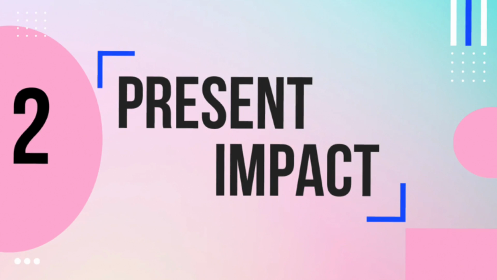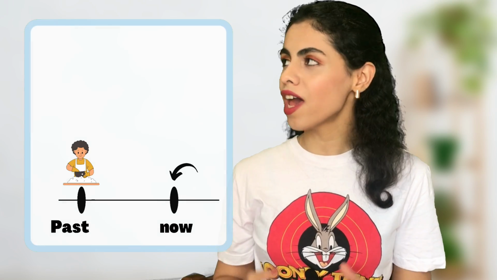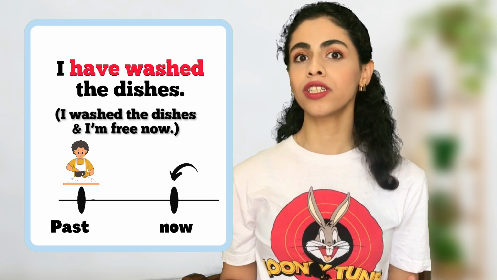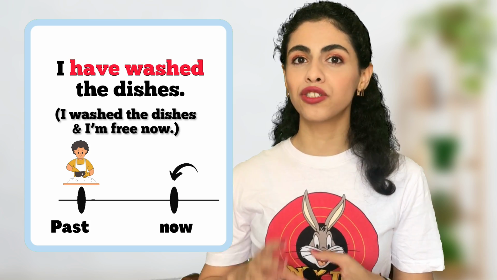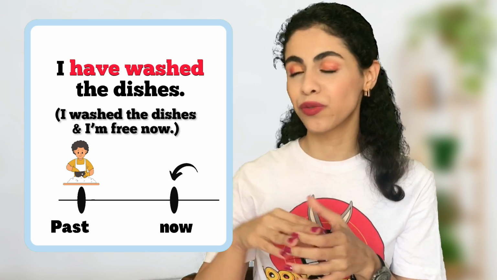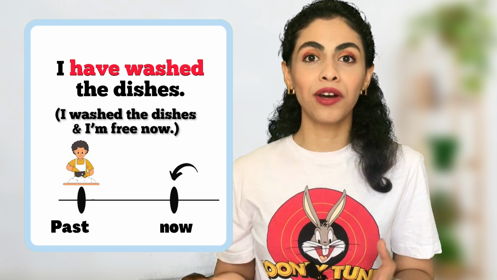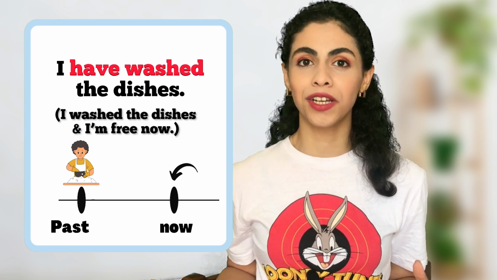Also, you can use present perfect to show a present impact. For example, I have washed the dishes and right now I am free. I can watch TV, I can play games. You can show a connection, a link between the past and right now. You have washed the dishes and right now you are free. You can do whatever you like.